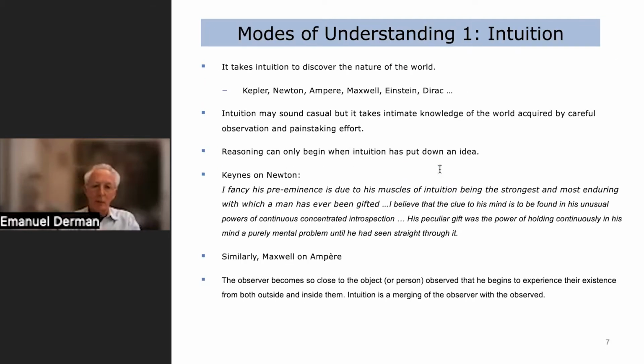So I want to talk about intuition, first of all, which is something that Professor Gigerenzer spoke about too. And I like to argue that it takes intuition to discover the nature of the world. And if you look at Kepler, Newton, Ampere, Maxwell, Einstein, Dirac, who predicted the existence of the positron, I'm invoking mostly physicists here, but I will get away from that, all of them get to the starting point of their theory by some feat of intuition.